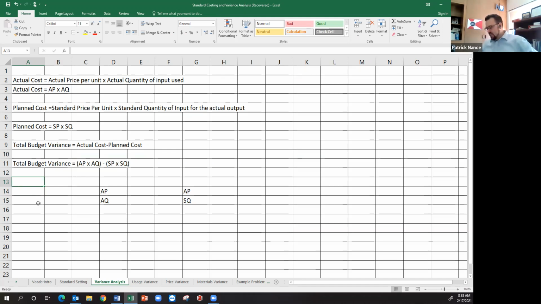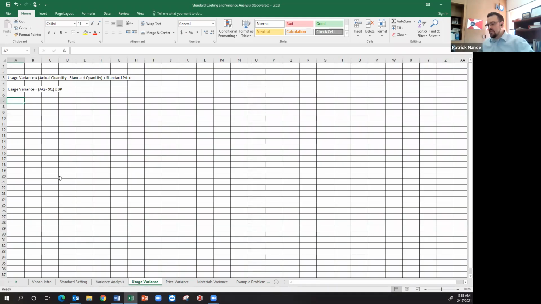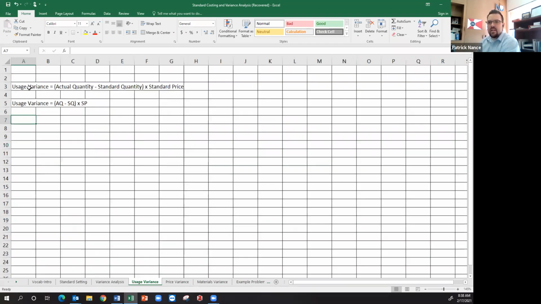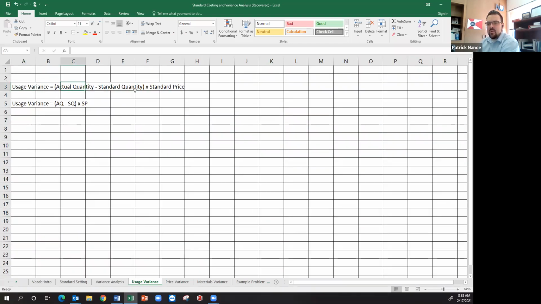And so what we're going to do is look at this on a holistic scale to find the total variance, but then we're going to break these down individually further. For example, we have a usage variance. A usage variance would be my actual quantity minus my standard quantity times my standard price. So this would show me whether I used how much I thought I was going to use, or if I used more or less. Did I use more than I anticipated, or less than I anticipated? And notice that's all we're doing: subtracting the actual quantity minus the standard quantity, and multiplying that by the standard price.